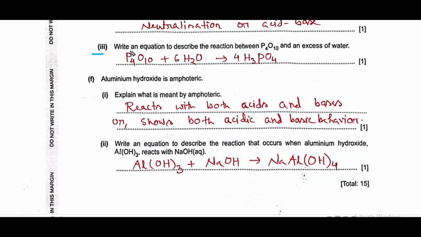Number 3, write an equation to describe the reaction between phosphorus pentoxide and excess water. Phosphorus pentoxide reacts with water to produce phosphoric acid. Phosphorus oxide is a non-metal oxide. Non-metal oxide is an acidic oxide. Acidic oxide reacts with water to produce acid.